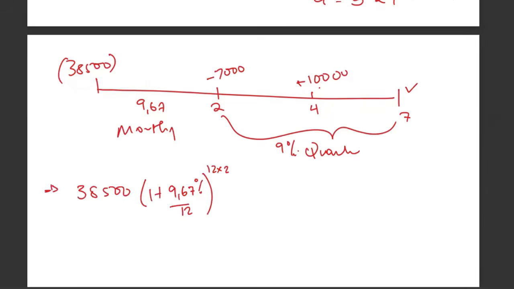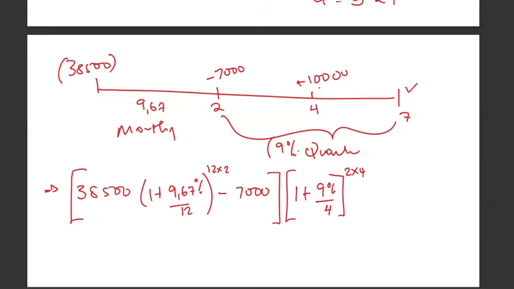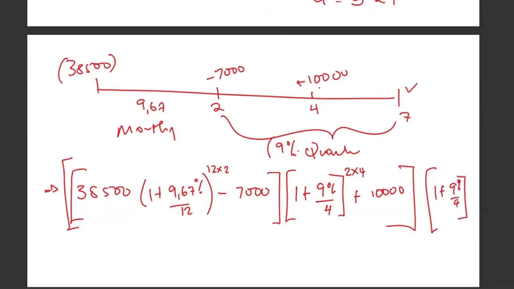Okay. Then from there, I'm going to subtract the 7,000. Then the answer that I'm going to get is going to grow for another 2 years using the 9%. So 1 plus 9% over 4 to the exponent of 2 times 4. Okay. And then we add the 10,000. And then whatever is left is going to grow with the 9% again. But for how long? It's for the remaining 3 years. So it's 3 times 4.